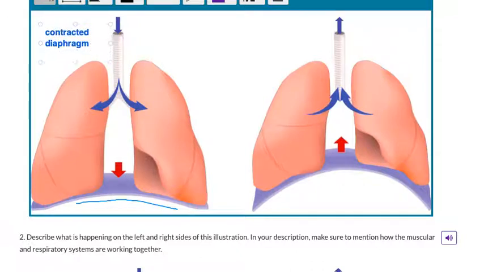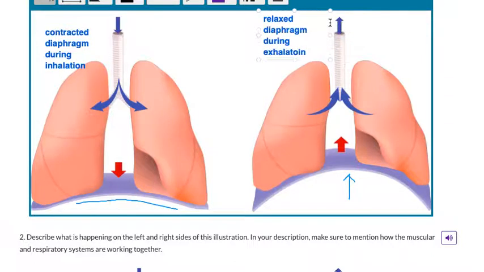And during inhalation, when you are inhaling, notice the arrows here as you take a deep breath. On the right-hand side, we have the diaphragm that is relaxed. So here it's contracted. On the right-hand side, we have a relaxed diaphragm during exhalation, while we're exhaling. And when we have a relaxed diaphragm, it then pushes the lungs upward so that we can exhale.